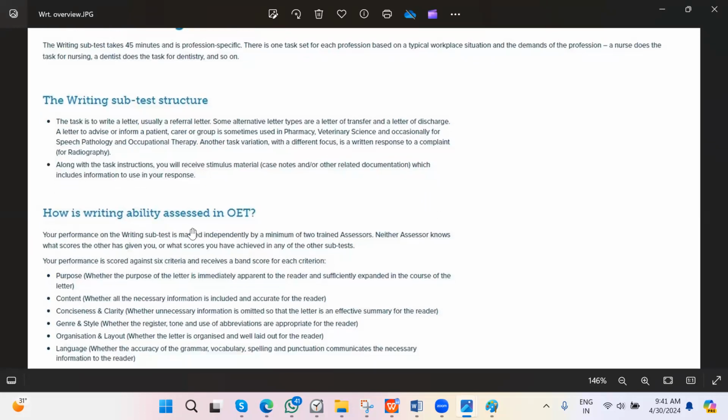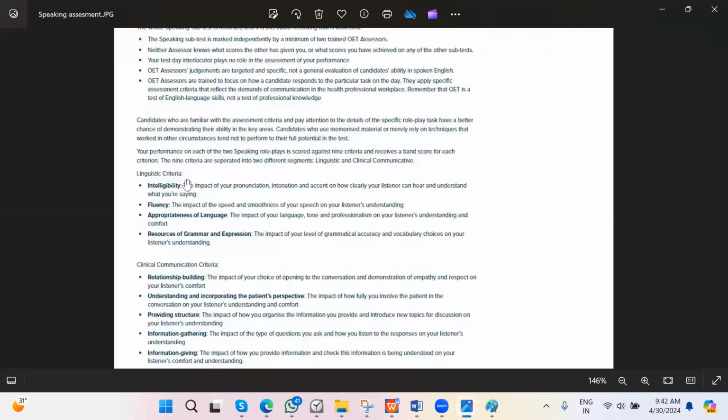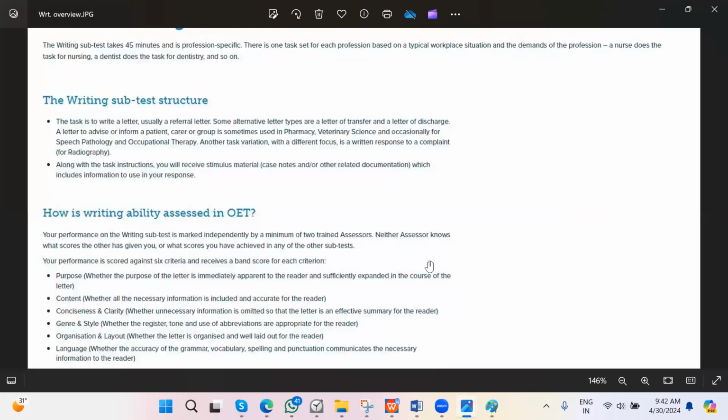Then Kailian, how is writing ability assessed in OET? Your performance on the writing subtest is marked independently by a minimum of 2 trained assessors. Neither assessor knows what scores the other has given you or what scores you have achieved in any of the other subtests. Your performance is scored against 6 criteria and you receive a band score for each criterion. So in the speaking task, you had 9 of them, 4 linguistic and 5 clinical communication criteria. In the writing task, you have in total 6 of them. The first one is purpose.